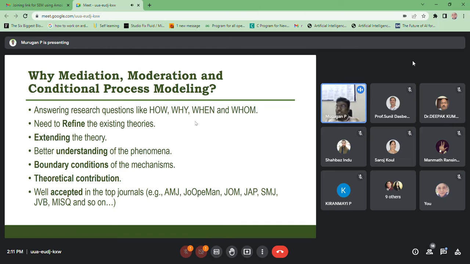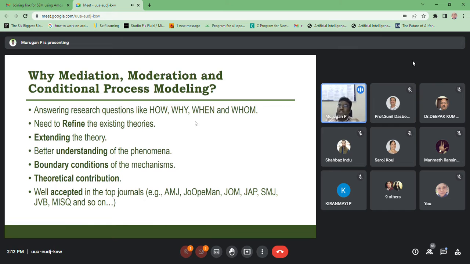When and whom questions are related to moderation. For example, when is X strongly related to Y, or when is the relationship between X and Y weakened or strengthened, or when is the direction of the relationship between X and Y changed, and so on. Answering this sort of question is related to moderation. There we formulate some of the research questions with the help of this when concept.